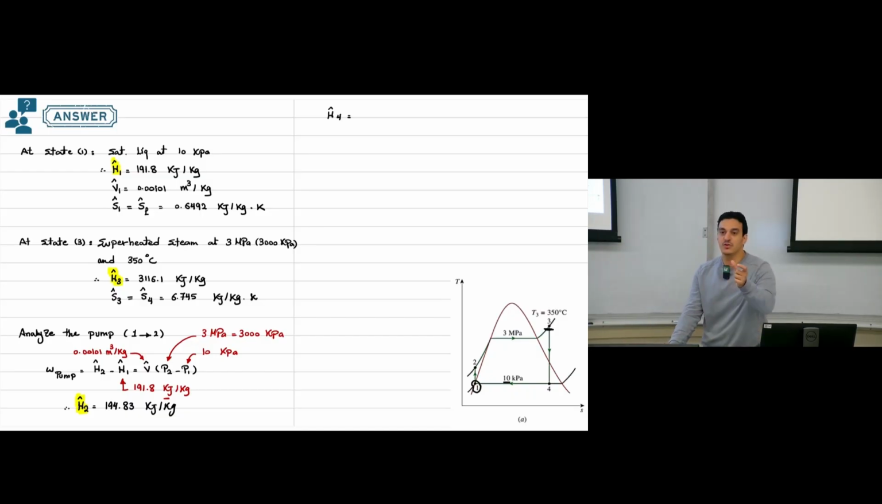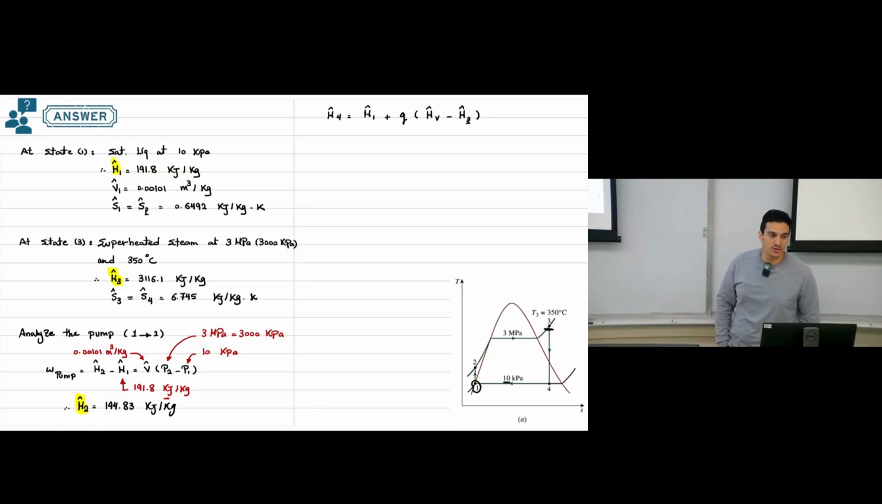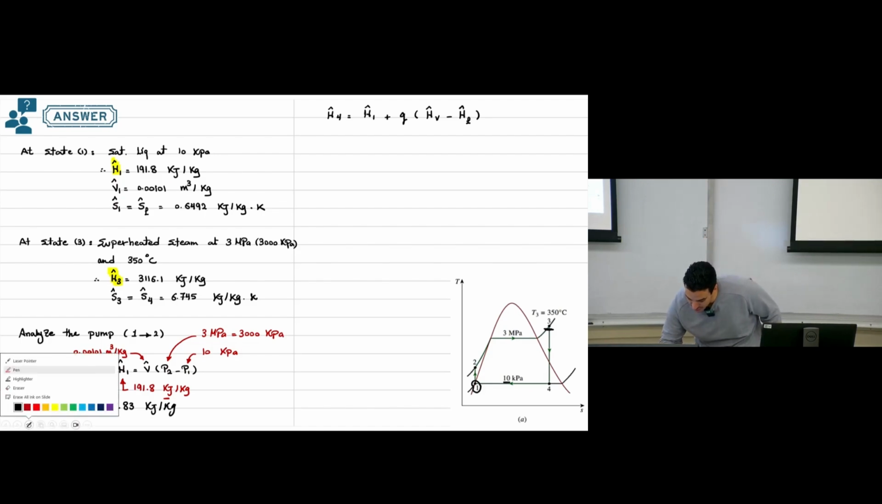This equation contains the quality. And why does this equation contain the quality? Or the question, do you think all the time we will use this equation? H4 is H1 plus quality times H vapor minus H liquid. So again, why do you think we are using this equation to calculate enthalpy at point number 4? Why don't we directly use the steam table? Exactly, because we have here a mixture of liquid and vapor.